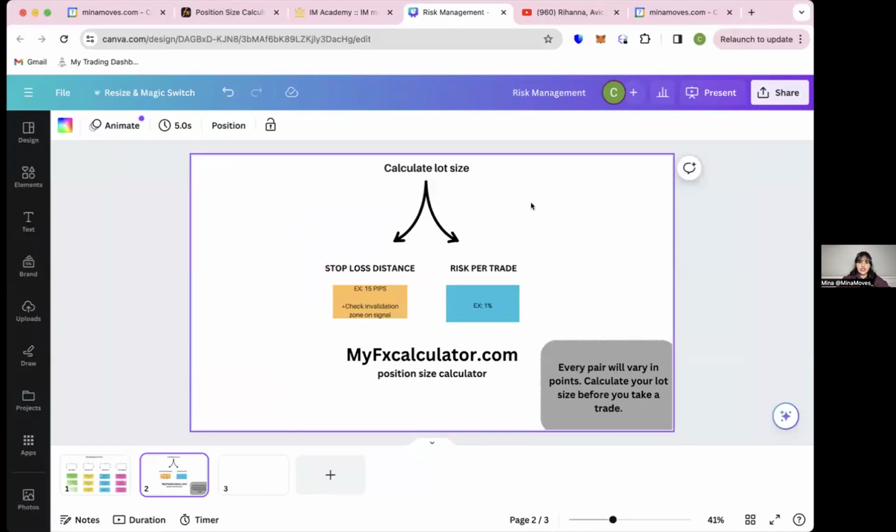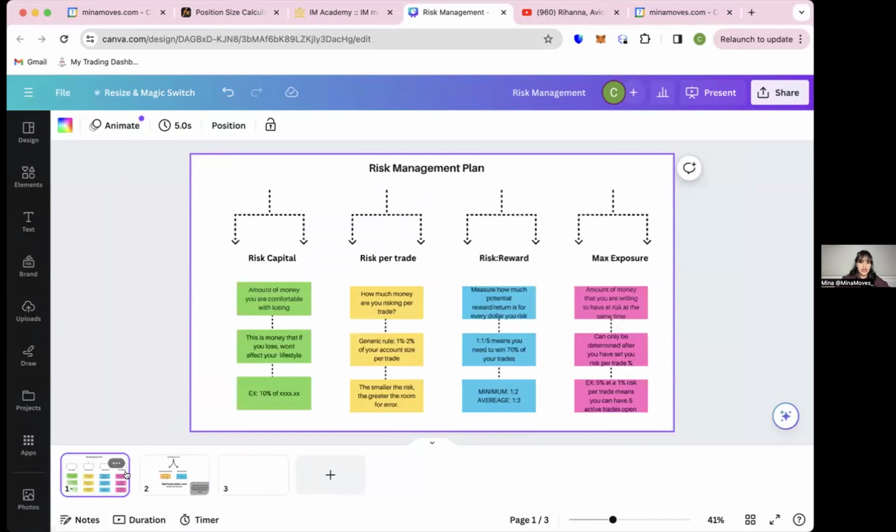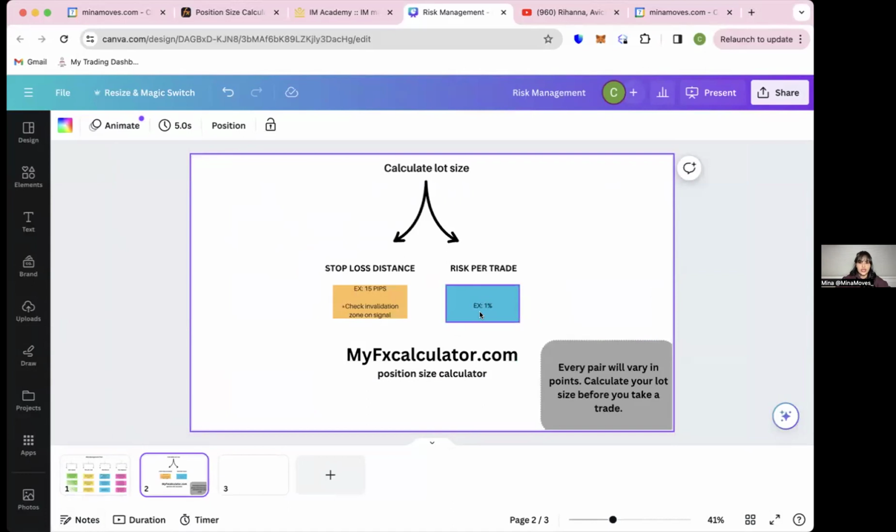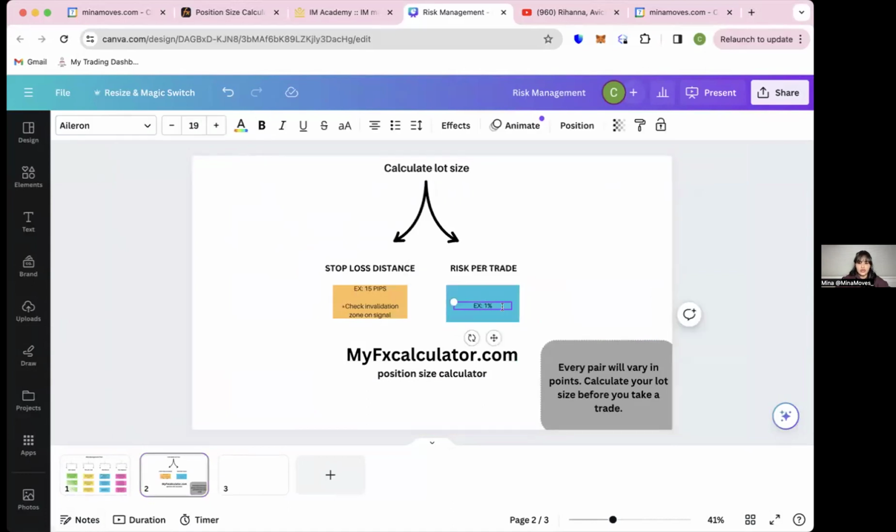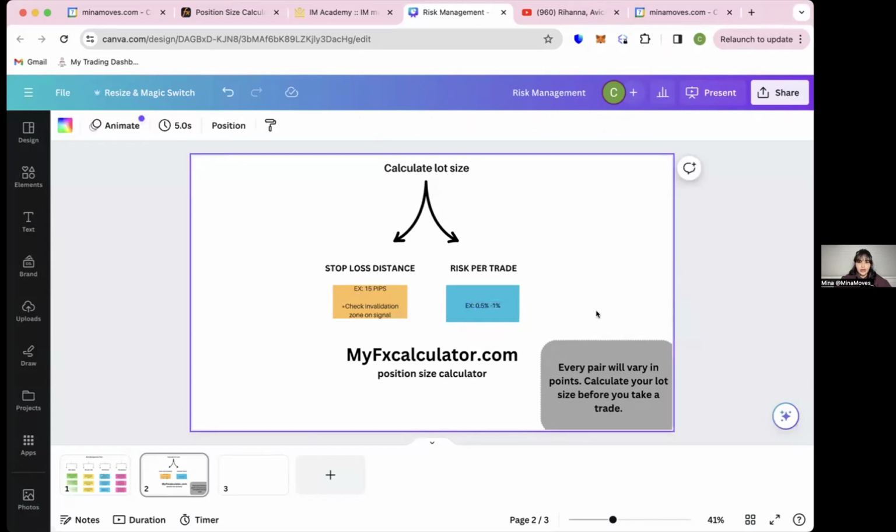This is the easiest way you can calculate your lot size. Your lot size is nothing more than this. It is your stop loss distance with your risk per trade. We already know our risk per trade is going to be anywhere between 1% and 0.5%. Let's say, for example, they send in a trade and the stop loss is 15 pips.